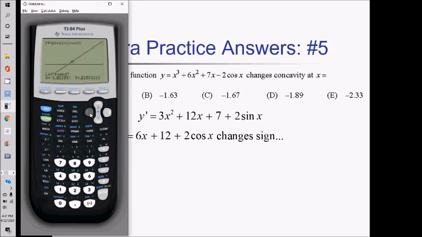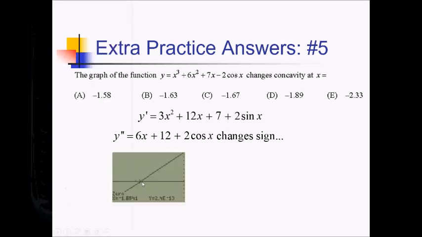So let's move my spider a little bit to the left, a little bit to the right. Enter. That's about negative 1.894. So there's that graph again. There's that number. And that's going to be answer choice D.